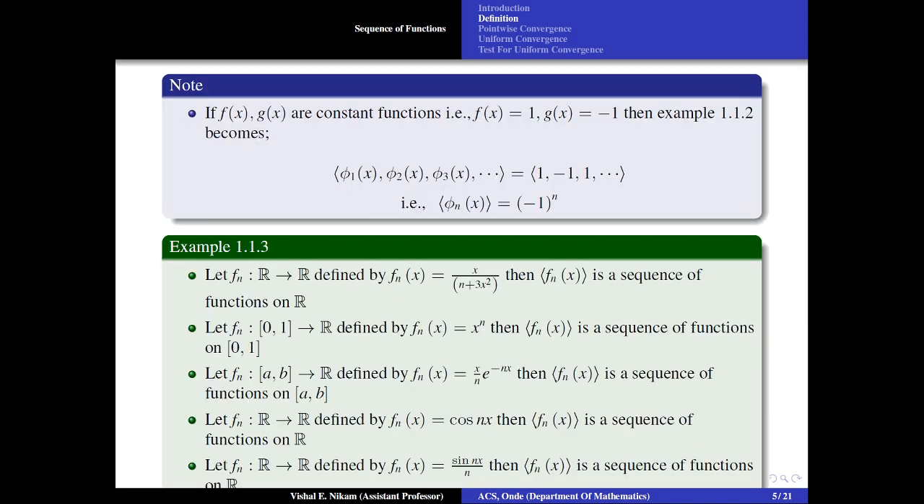Next note, if f of x and g of x are constant functions, in particular take f of x equal to 1 and g of x equal to minus 1, we get 1, minus 1, 1, minus 1, which is an alternating sequence. Here I think we get minus 1 to the power n plus 1. So we get the alternating sequence of real numbers. But this is not a sequence of real numbers, this is a sequence of functions, because 1 is not a real number, it is a constant function. Minus 1 is again a constant function, right?